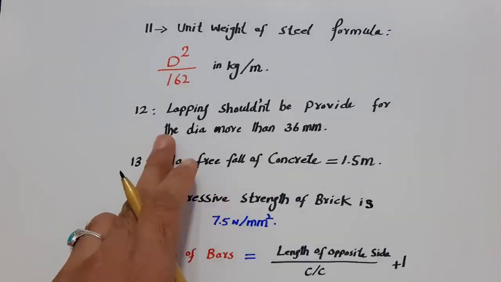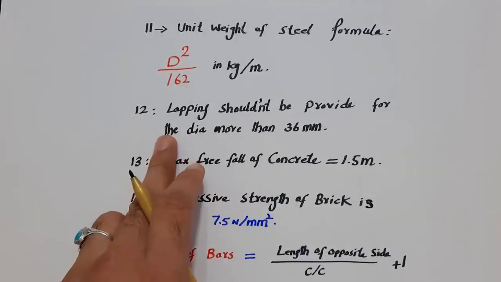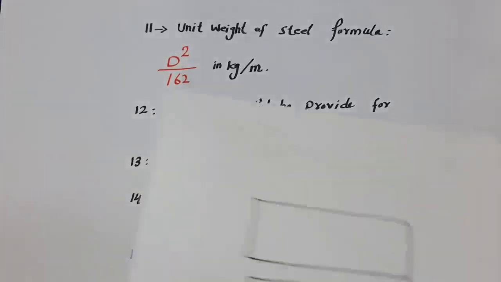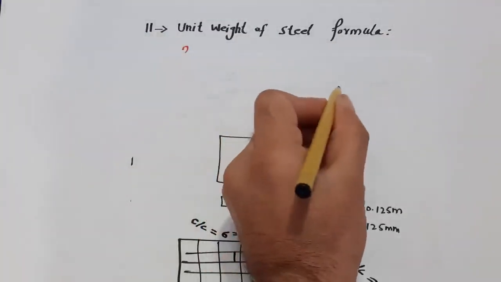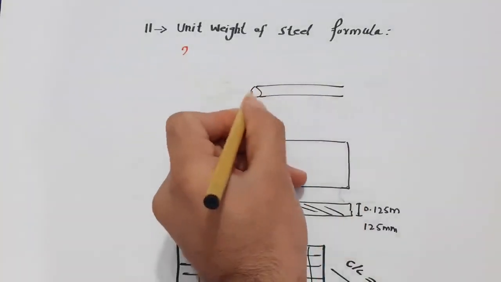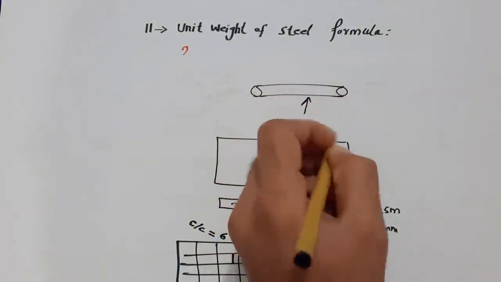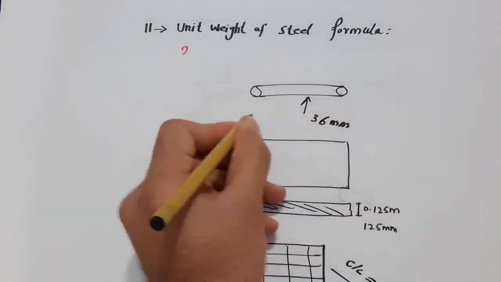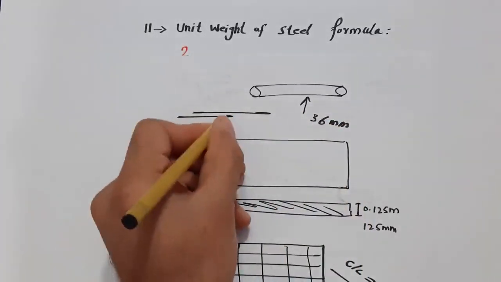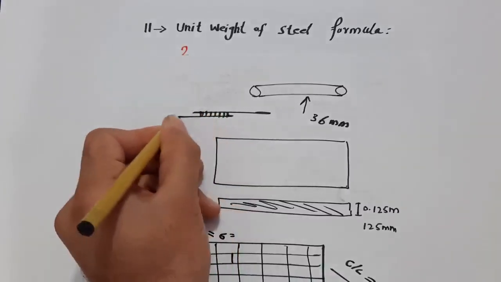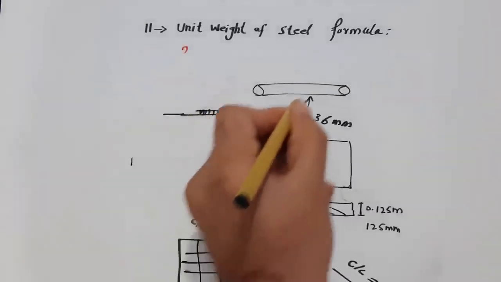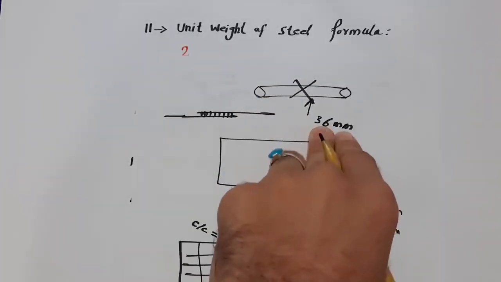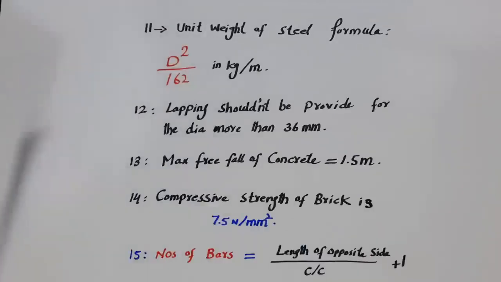Guys, the 12th one is lapping should not be provided for dia more than 36 millimeter. For example, you can see this is a steel rod. If the dia is more than 36 millimeter, the lapping should not be provided. This is lapping, guys, you can see. Less than this you can use lapping. For bigger dia you can use the coupler method or any other one.